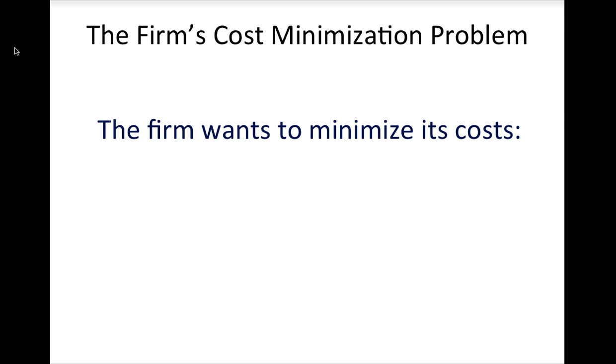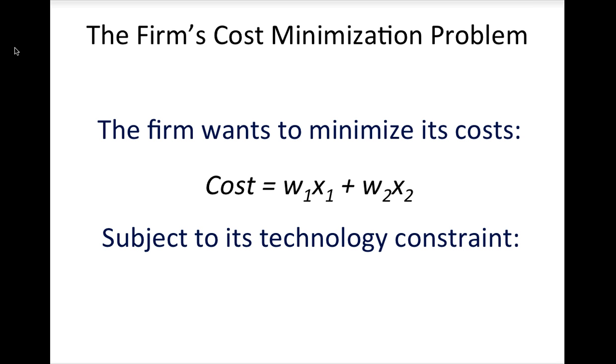We can describe the firm's cost minimization problem as follows. The firm wants to minimize its costs, which equal the sum of the price of each input multiplied by the quantity of each input that the firm uses. Obviously, the minimum value of this function is 0, but when costs are 0, the firm is not producing any output. So, the firm wants to minimize cost to produce a given level of output, which is described by its production function. Therefore, the firm is minimizing costs subject to its technology constraint.